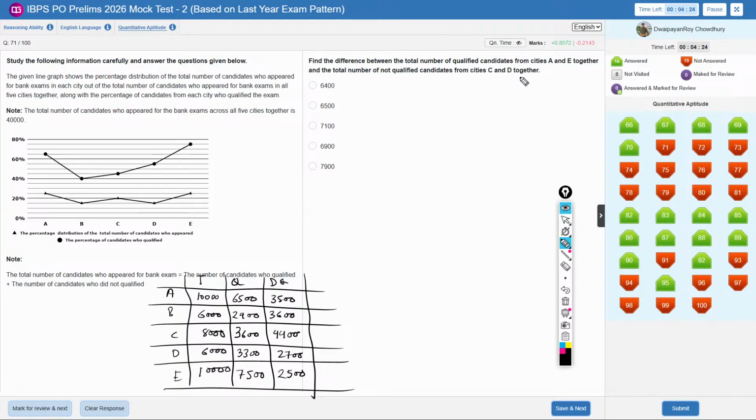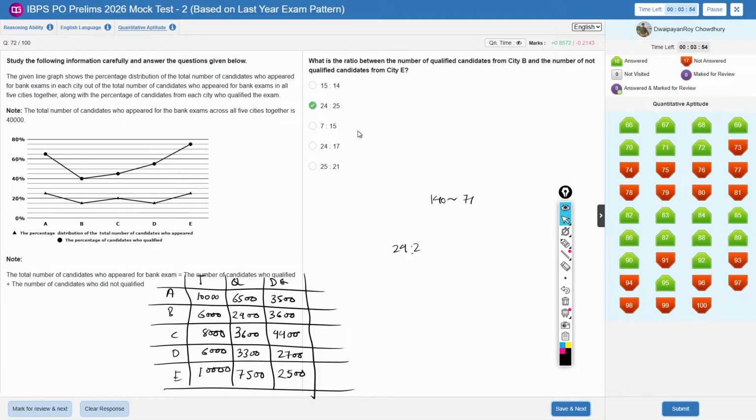number of qualified candidates in A and E together. Qualified in A and E together is going to be 14. Disqualified from C and D. Disqualified from C and D is going to be 6, 7, 1. So 6, 9. Ratio between the total number of candidates who qualified from city B. Candidates from city B qualified, not qualified from E. So 24, 25.